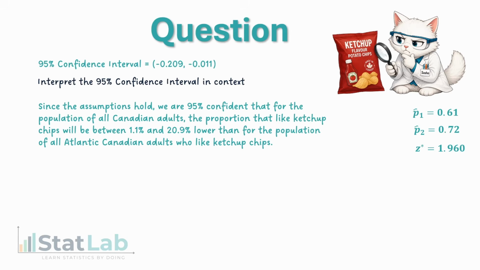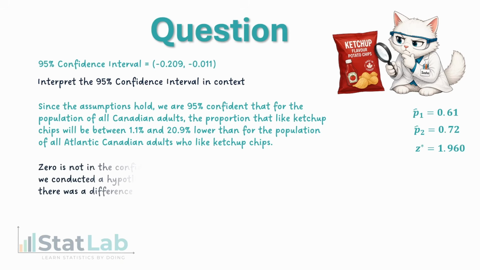Since the assumptions hold, we are 95% confident that for the population of all Canadian adults, the proportion that like ketchup chips will be between 1.1% and 20.9% lower than for the population of all Atlantic Canadian adults who like ketchup chips. Now notice that I did not use the negative in my sentence. I merely said the numbers and I used the word lower. Don't use the negative, use the words to say whether it's lower or higher, and make sure that you're putting the numbers from smallest to largest in their positive form.